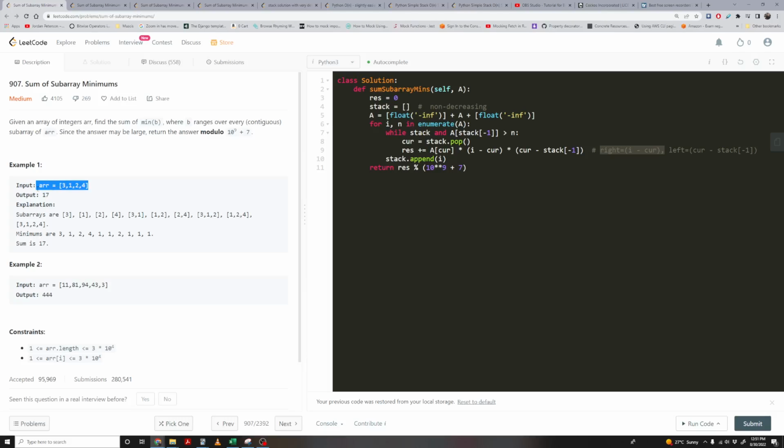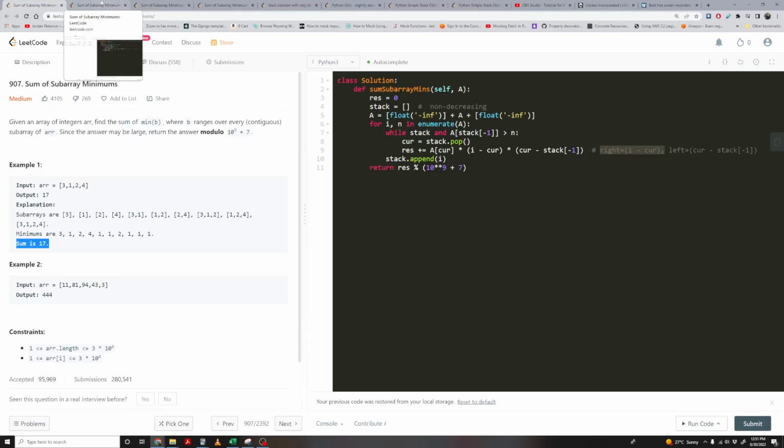They are going to give you an array. You should find all subarrays, continuous subarrays. Find the minimum of each one, add them up, and get the number. For example, here are all of the subarrays. The minimums of each subarray are listed here. Then the sum is 17.